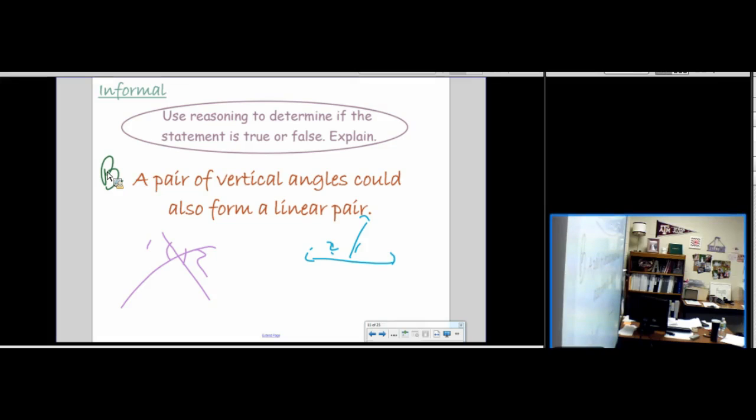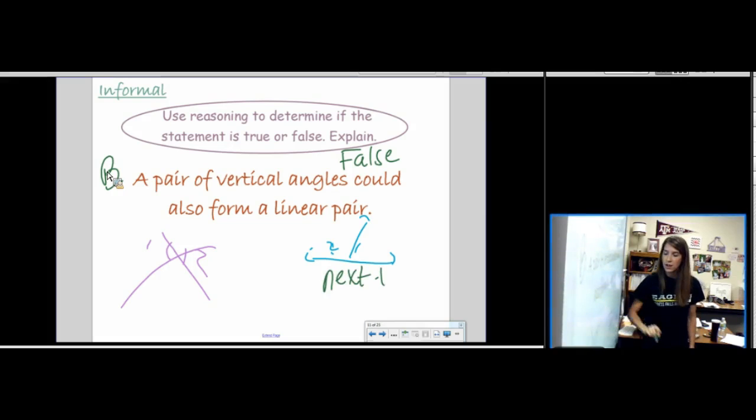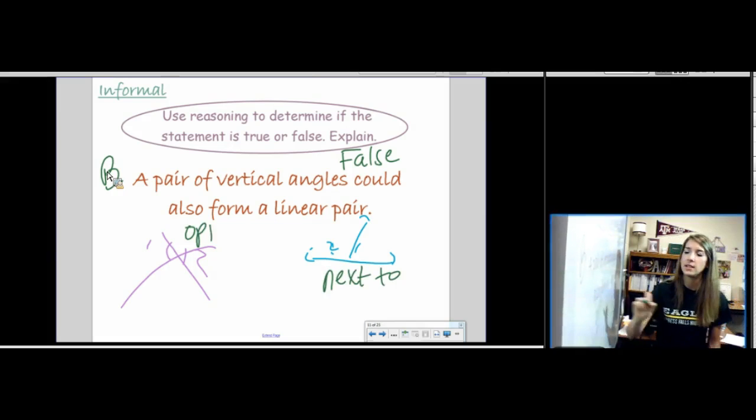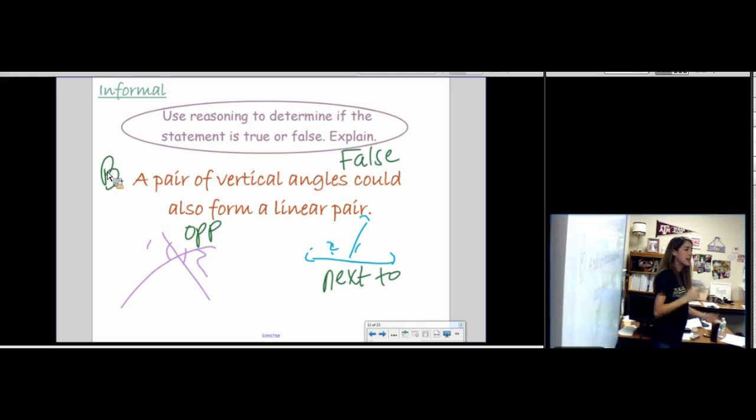Could the purple ever be the teal? Could these two angles that are opposite of each other ever be next to each other? Could this ever be this? True or false? We have a lot of false statements today, don't we? False. Absolutely false. You can't be opposite and next to at the same time. These are next to, and these are opposite. You can never be both. Sorry, you can't have it all, right?